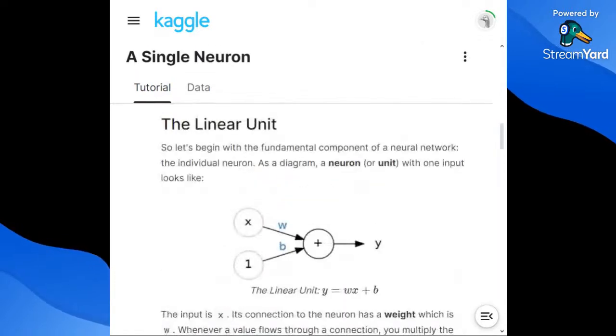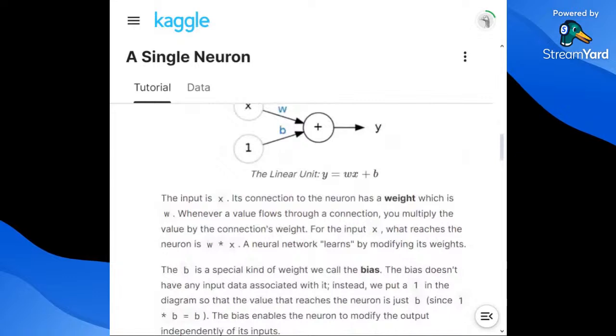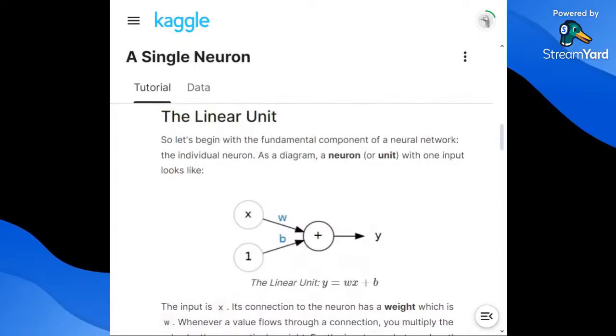I think I'll show one example of a neuron diagram.